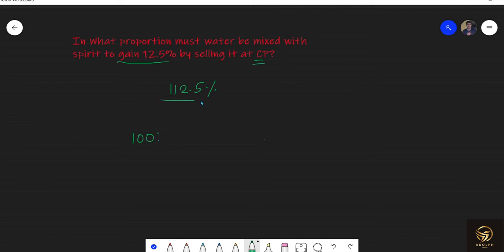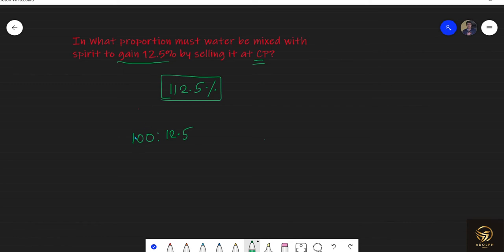So this 112.5% is what we are going to divide. In what ratio? 100 is for the spirit because it is exactly the cost price. So 100 is for the spirit and 12.5 is for the water. Why? Because this 100 is exactly the cost price, the price at which we are going to sell it. And 12.5% is extra, that is the water, and that is what gives us the profit. People think that the 12.5% water is free of cost. They did not realize the importance of the water.